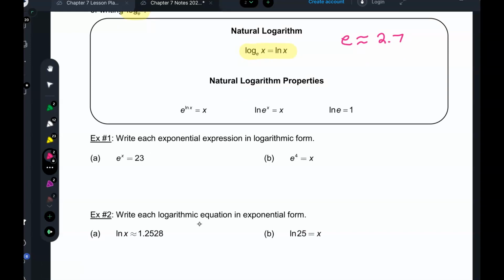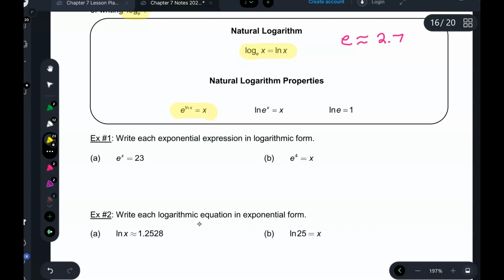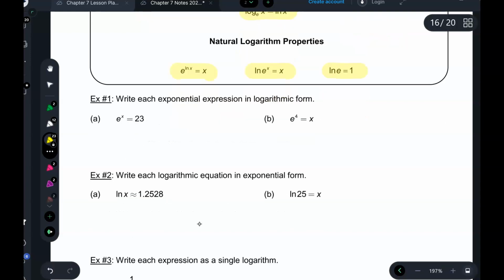So just quick, some properties. Get my highlighter. There we go. E to the natural log of x is equal to x. So it's almost like these kind of cancel each other out. Natural log of e to the x is x. And natural log of e equals 1. That we have to know. Okay, that's the important part. This is the most important because what happens when you have an exponent with a logarithm, we can move it to the front. So that would be x times natural log of e. But natural log of e is 1, so x equals x. Okay, that's a quick.